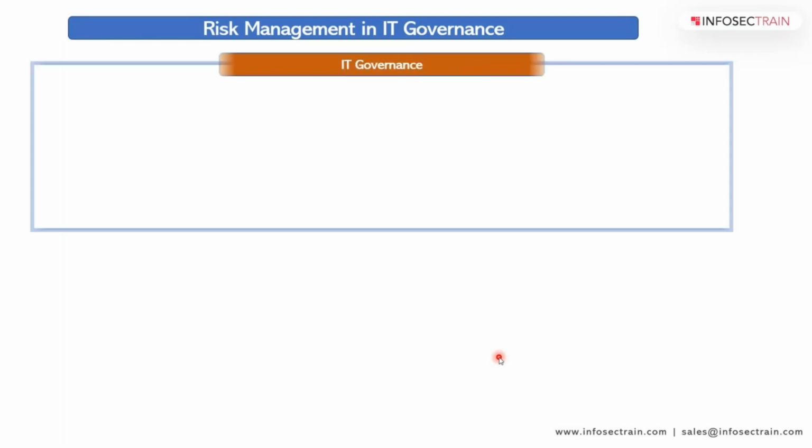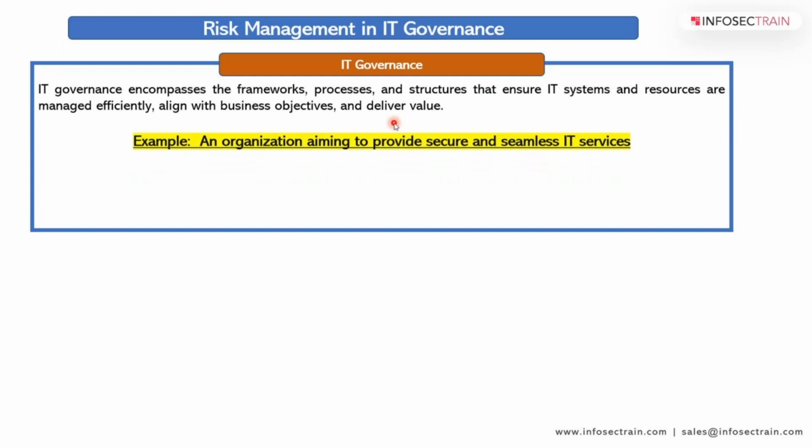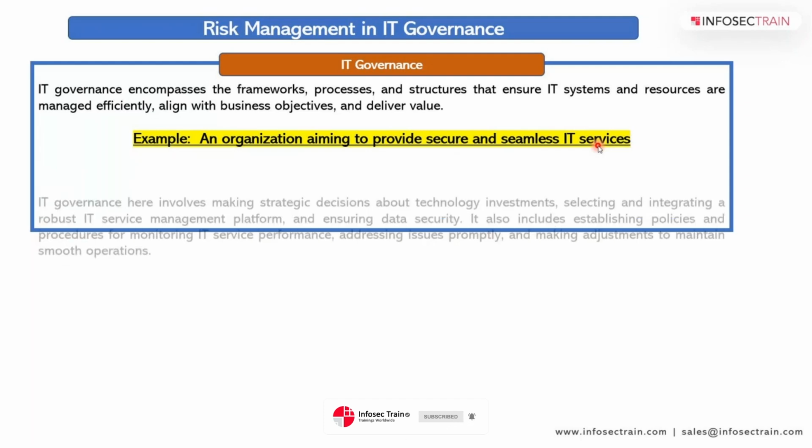So IT governance, we saw, encompasses the framework, processes, and structures that ensure IT systems and resources are managed effectively, aligned with business objectives, and deliver value. An example: an organization aiming to provide secure and seamless IT services. In this case, IT governance involves making strategic decisions about technology investments.